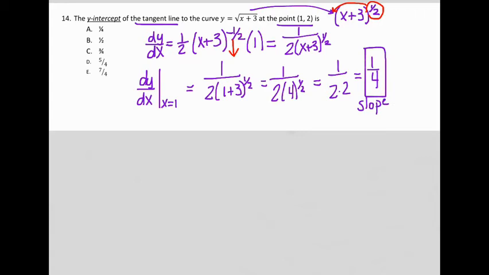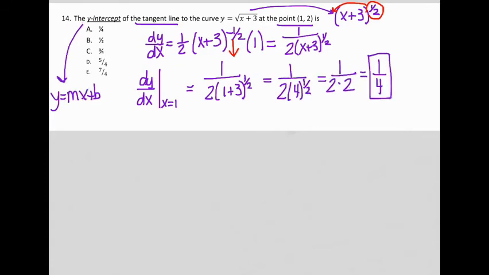So in order to get a y-intercept, we need the b part of y equals mx plus b. So we need to get our line in mx plus b form. So I have a point and I have a slope, so let's use our point-slope formula of a line to start writing our equation. We've got y minus our y value, which is 2, is equal to the slope 1/4 times x minus our x value. But we're not good with point-slope formula this time because we need the y-intercept.